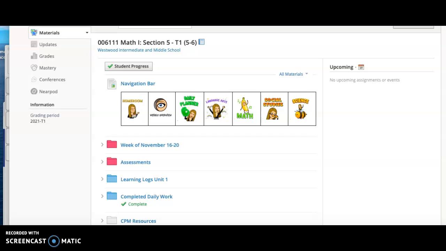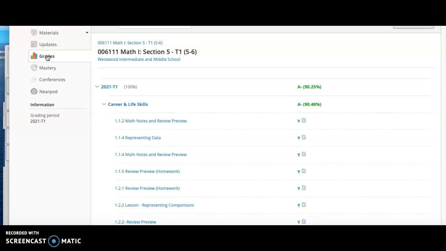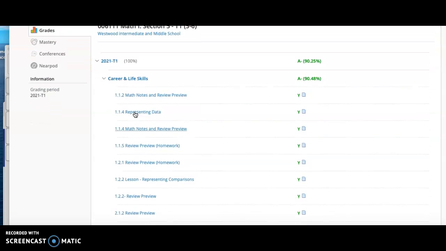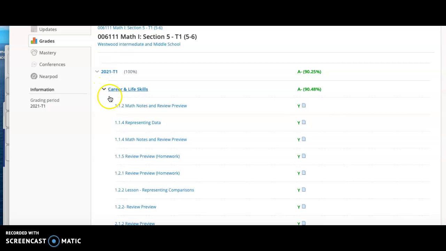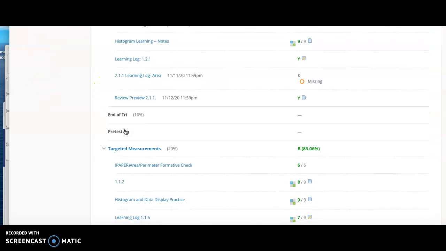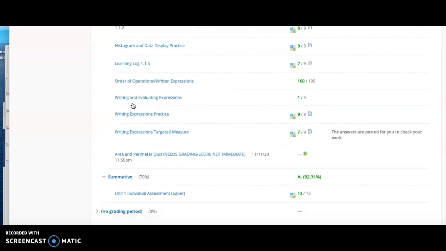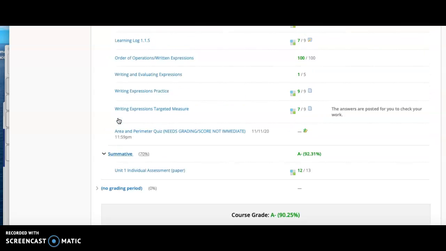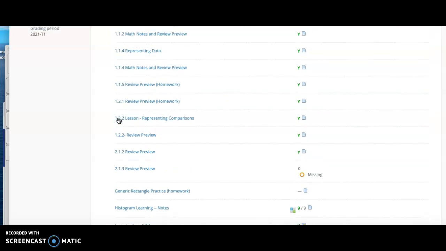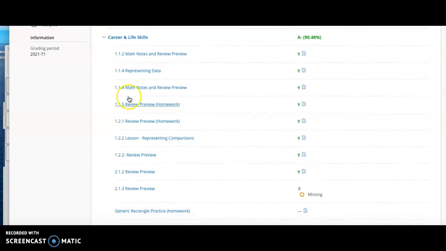So you would click on whatever course you wanted to enter, and then you would look at the side on the left and click on grades. When you click on grades, you will notice that the grades in math are organized by career and life skills and targeted measurements and summative grades. Your job now is to look at how well you're doing in that category. Also wanting to see what is turned in and what is missing.